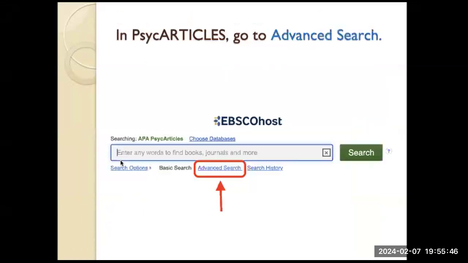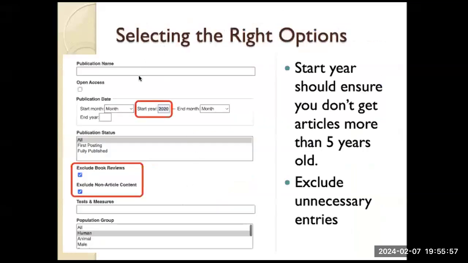So if you go to psych articles, right, I want you to go to advanced search. Why? Because there are certain options I want you to select. So you go to advanced search, and there's going to be a part that says start year. Remember, I don't want you to use studies that are more than 5 years old. So for your start year, I would say go with 2020. You can go with 2019 since it's 2024, but 2020 is much safer. So your start year should ensure you don't get articles more than 5 years old.